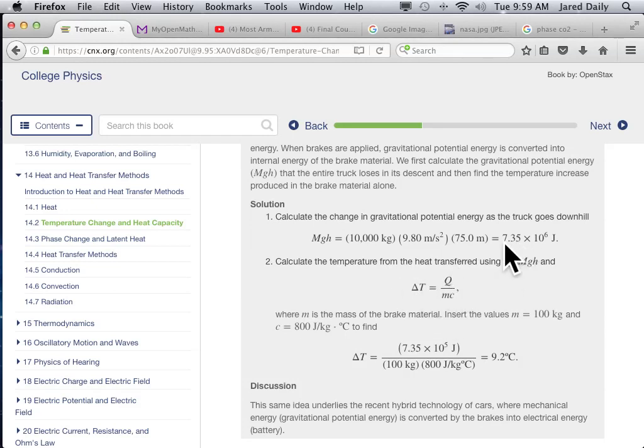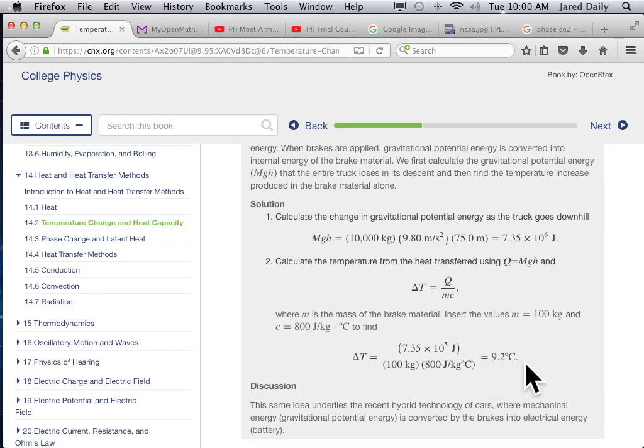And the Q is going to be this 75,000, which is, I guess, 7.35 million joules. We're going to take 10% of that, which will be 735,000 joules, and that's going to be right here in Q, 735,000 joules. That's 10% of the change in potential energy. We divide it by the mass of the brakes and the specific heat of the brake material, and this will tell us how much change in temperature those brakes will experience. 9.2 degrees Celsius change in temperature.